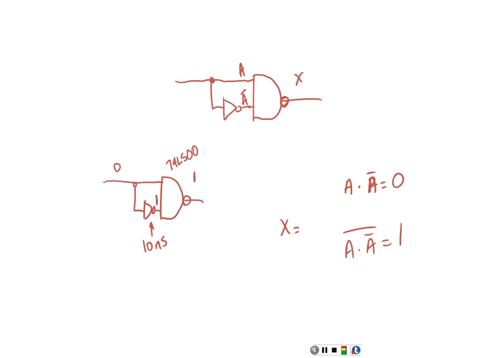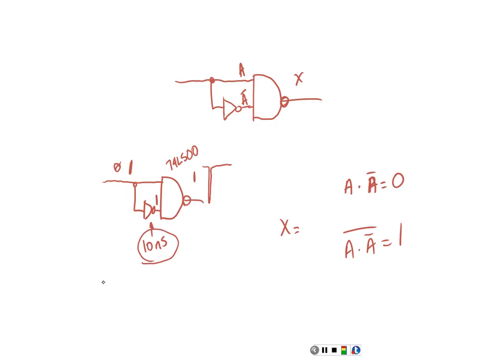Now here's what happens that's interesting: when this input right here goes high, it takes 10 nanoseconds for this guy right here to switch. So for that 10 nanoseconds, what does this NAND gate see? Two highs. And what will the output do? It'll go low. And it's not going to be low very long. And then it's going to come up and do here, right? Now this guy here needs to have a propagation delay of less than that right there.